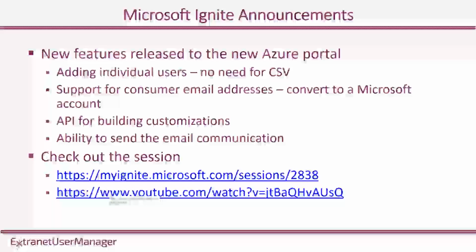So, I've already talked about some of this, the new features that came out at Ignite. You can now add individual users without using a CSV directly through the Azure portal. A big one actually was the support for consumer email addresses. So there are two: there's business to business that we're going to be talking about here today, and business to consumer. And when B2B first came out, they were quite clear that Microsoft was not going to support consumer email addresses. That was what B2C was for.